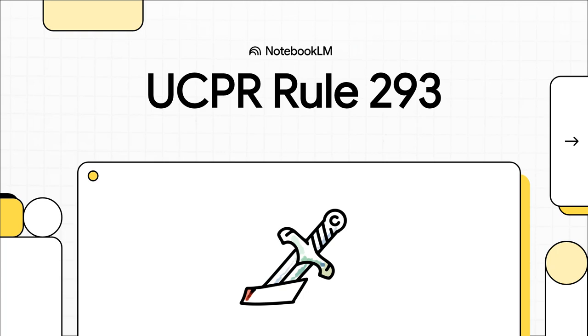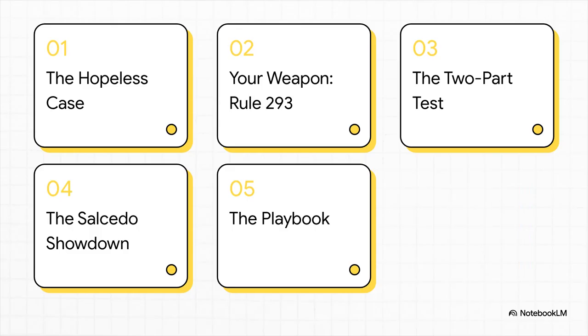All right, if you are gearing up for the Queensland bar exams, you're going to want to pay close attention. Today, we are diving deep into a seriously powerful tool in your litigation arsenal, Rule 293 of the Uniform Civil Procedure Rules. This is your go-to for knocking out a hopeless case early, saving your client a ton of time, stress, and money. So here's our game plan.